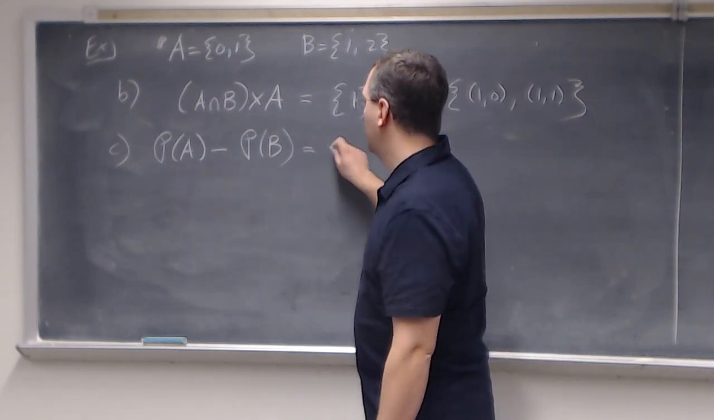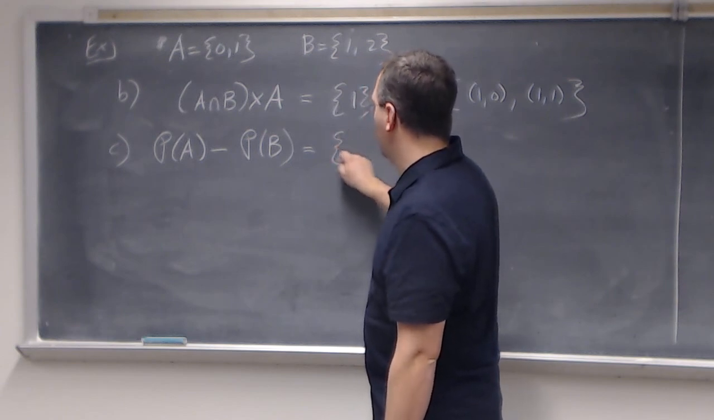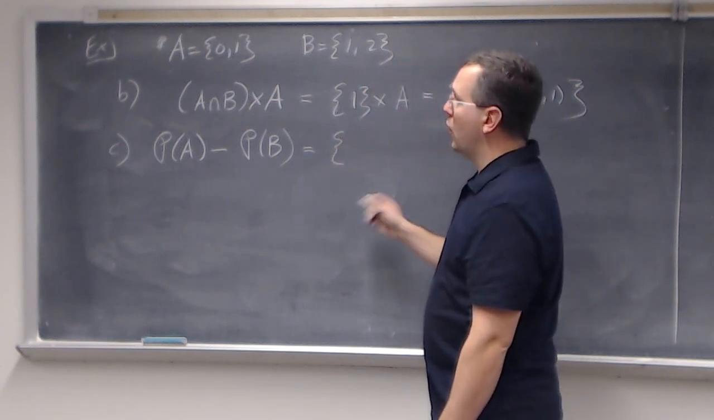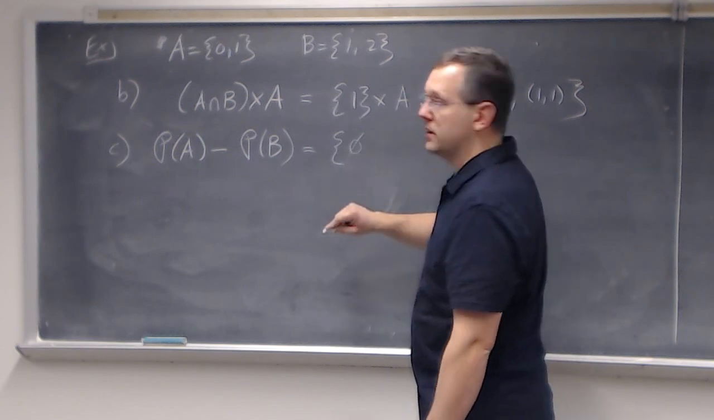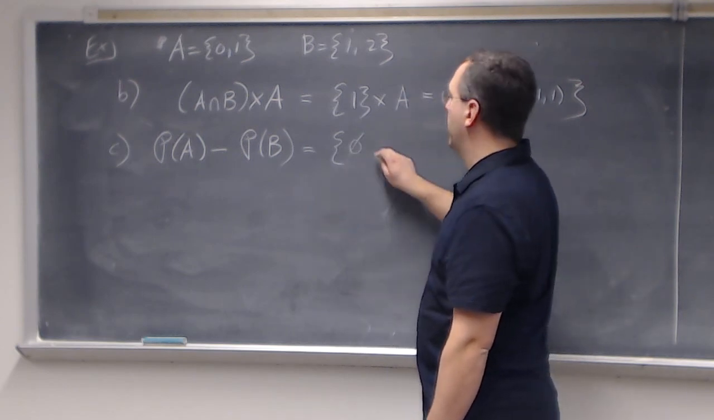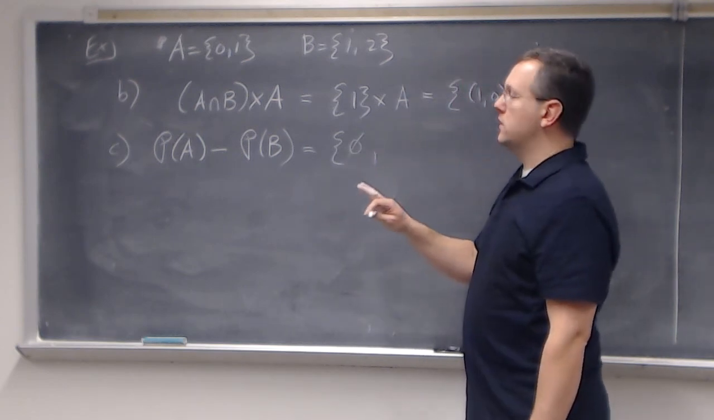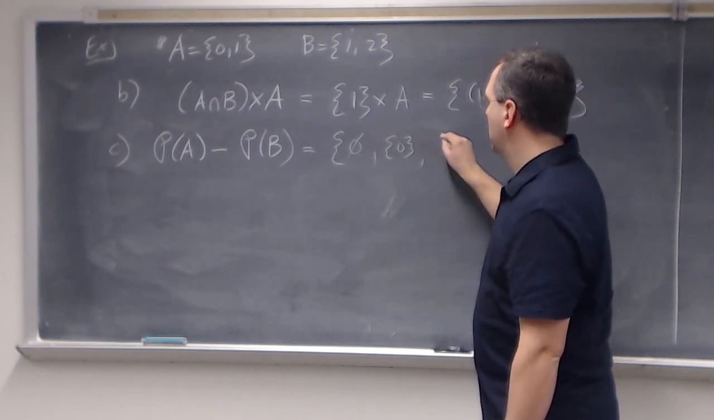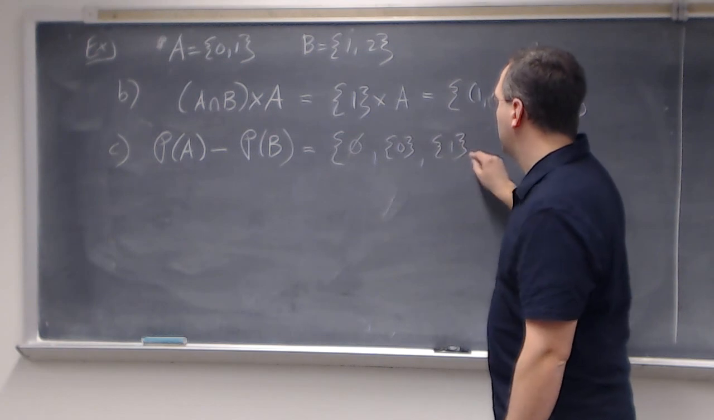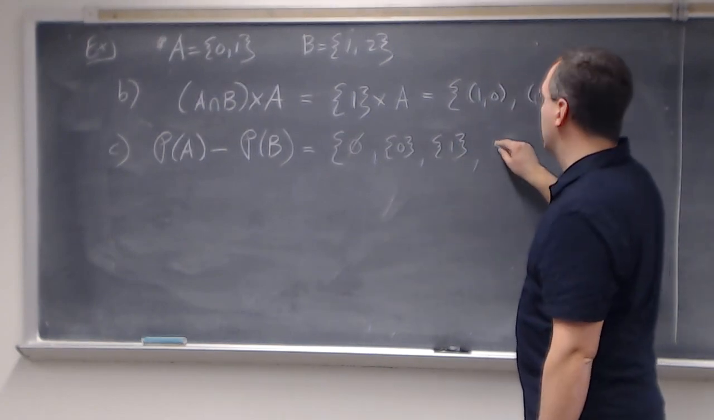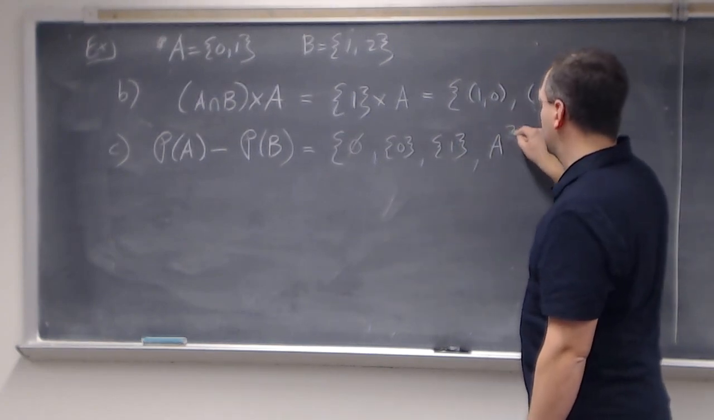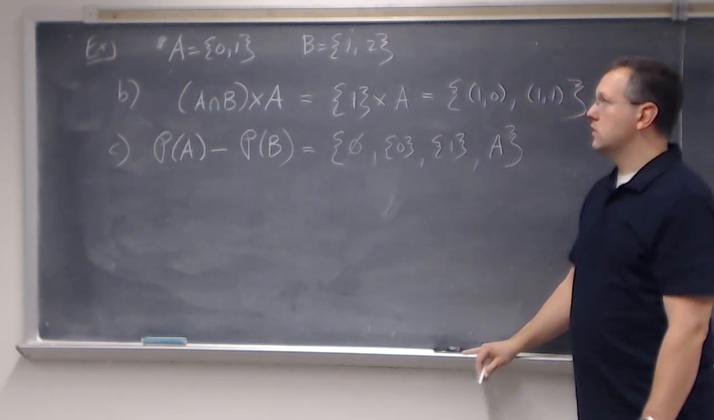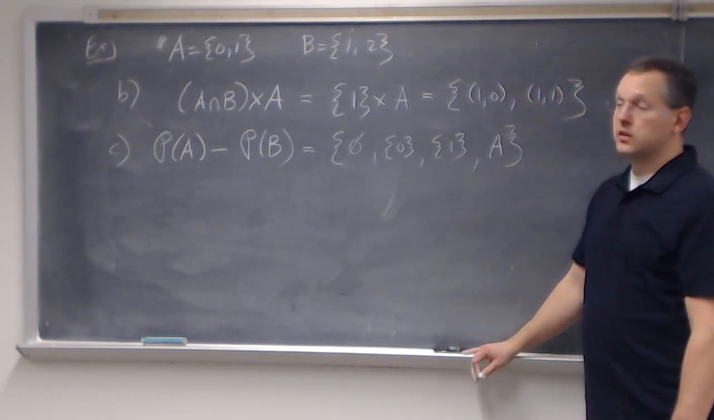So let's just write this out. The power set of A is a set that contains all the subsets of A. Well, it's got to have the empty set in it. That's a subset of every set. It's going to have 2 subsets with only 1 element: the set containing 0, the set containing 1, and then it's got A, or you could write it out, the set containing 0 and 1. Okay, that's the power set of A.